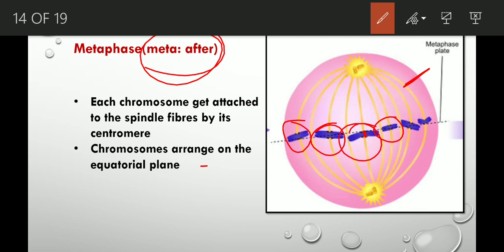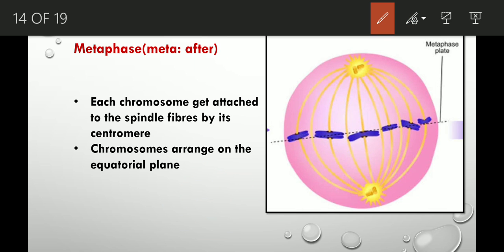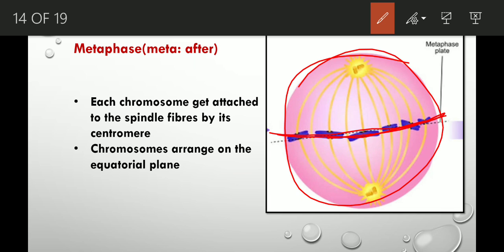Suppose this is a cell. These are the spindle fibers I am drawing. Here the chromosomes get attached to the spindle fibers with the help of their centromere. Okay. And chromosomes here are arranged on the equatorial plane. That means here chromosomes are lined up in one plane at the equator. This is the equator. If you consider this as a globe, then this is the equator.